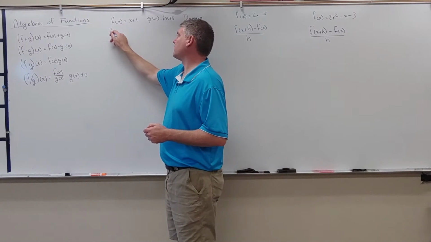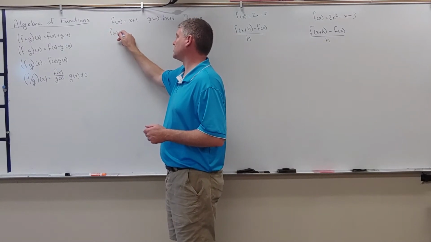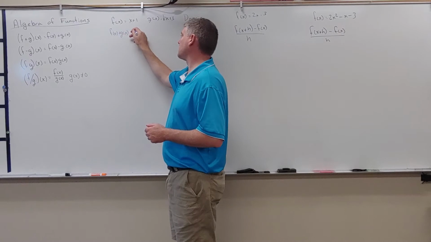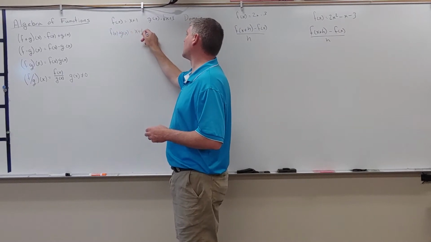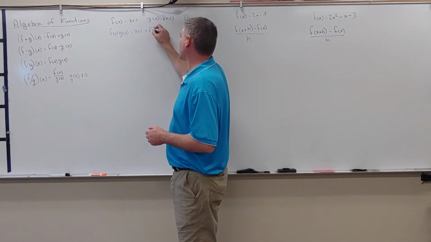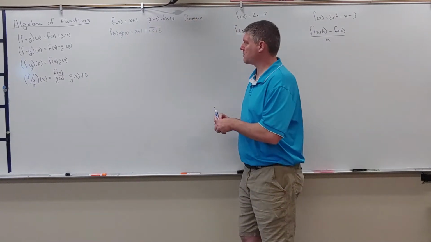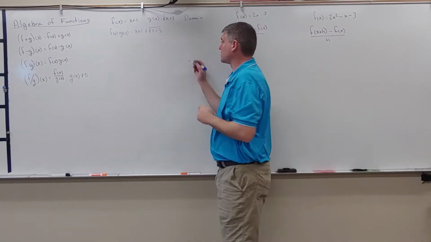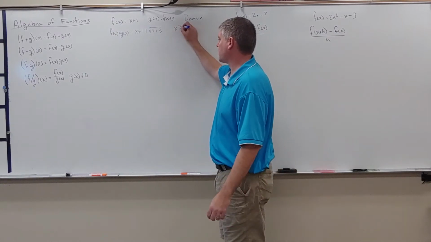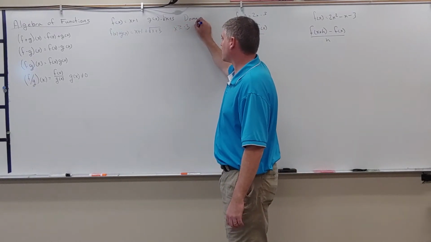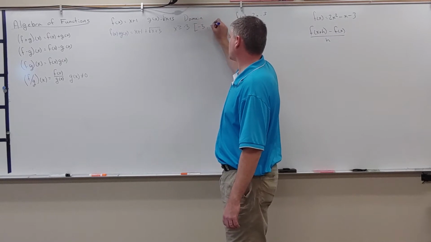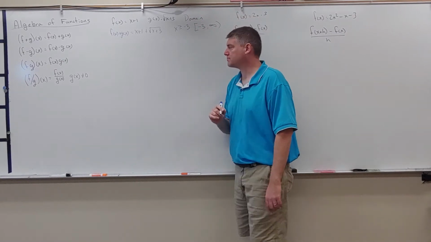So now I have f of x plus g of x. That's going to be x plus 1 plus the square root of x plus 3. And my domain now is going to be based off of my g of x. So x is greater than or equal to negative 3. If I were to write this in interval notation, it would look like that.